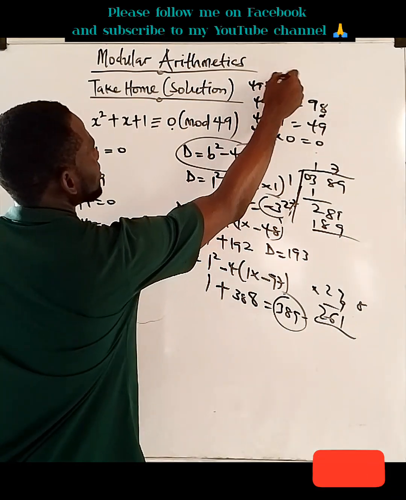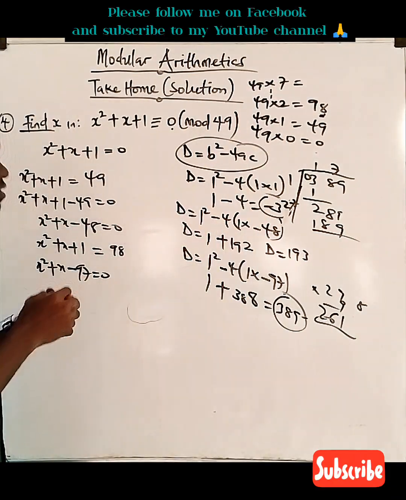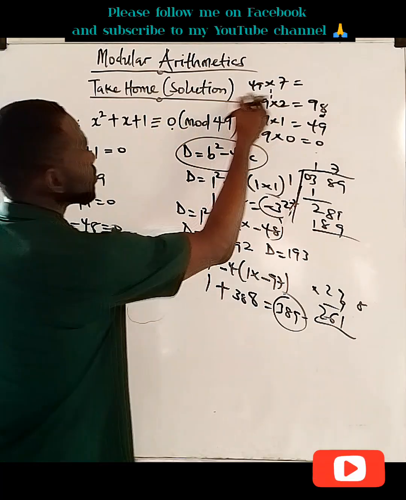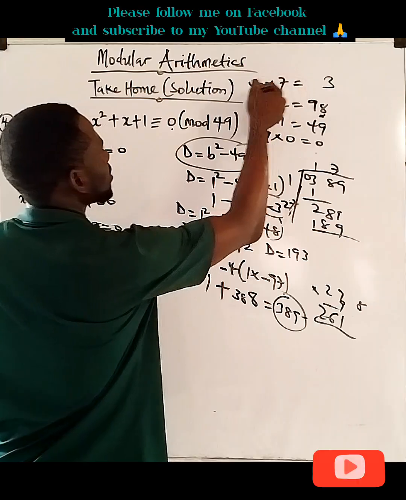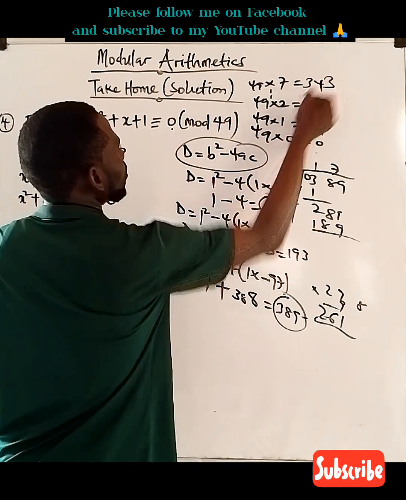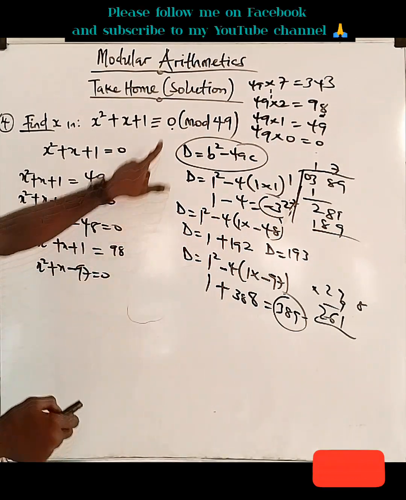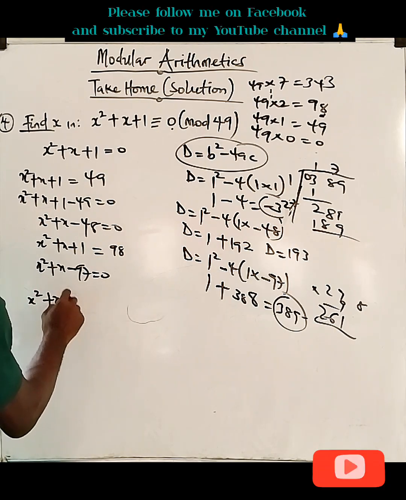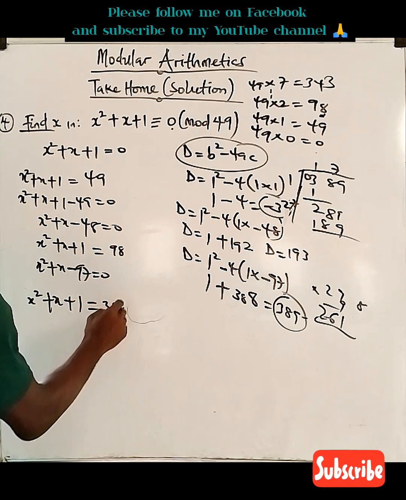Let's try 49 times 7. Let's see what we're going to have. 49 times 3, 49 times 4, times 5. Let me try 49 times 7. 7 times 9 is 63, I have 3 and keep the 6. 7 times 4 is 28, plus 6 is 34. So we have 343. That's x squared plus x plus 1 equals 343.